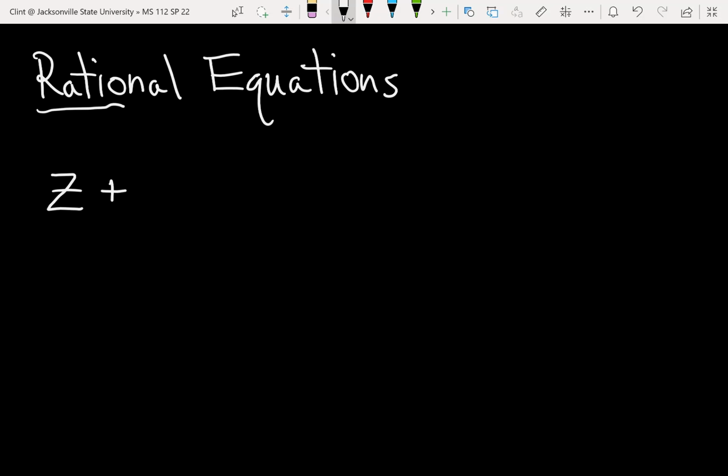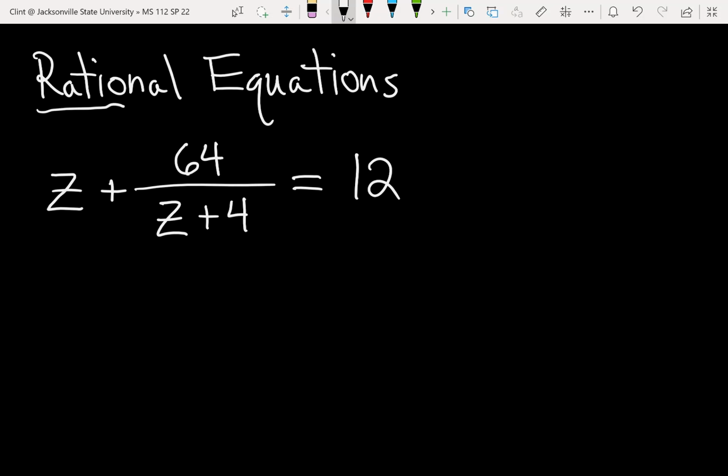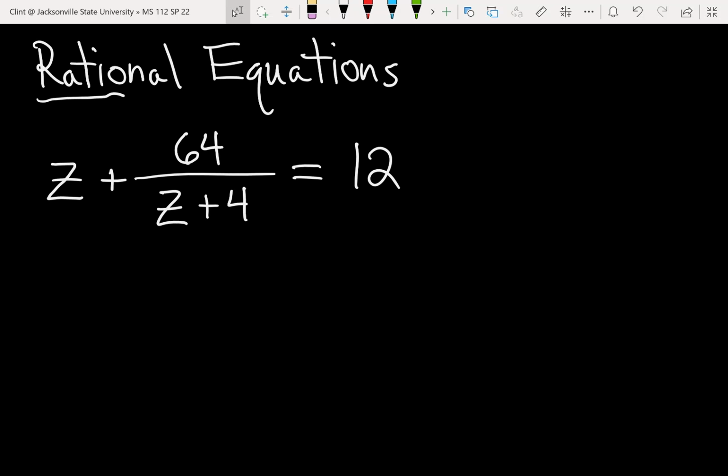So let's look at one. This one uses z, so I put a bar through my z's. I may have already mentioned that, so you know what that is. I would call this a rational equation because of that z in the denominator under the 64. Because somehow if I want to get z by itself, I've got to get that variable out of the denominator. Solve for it.